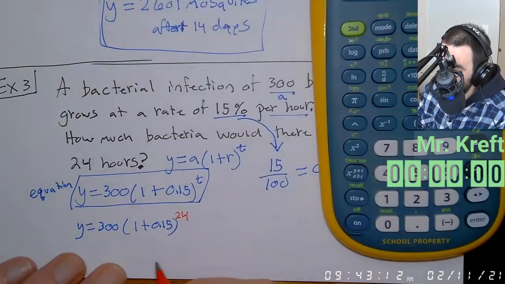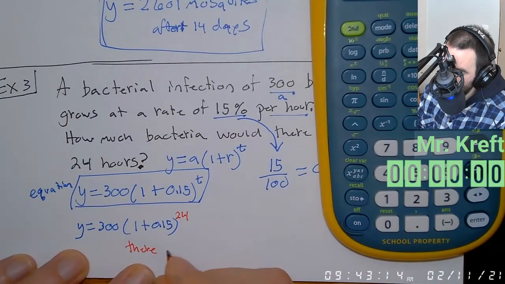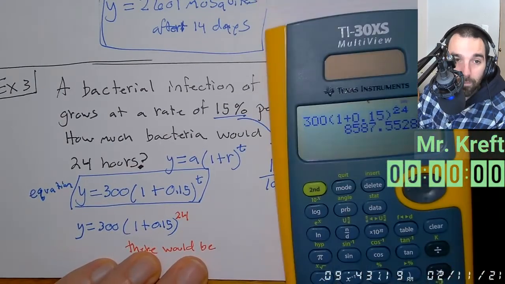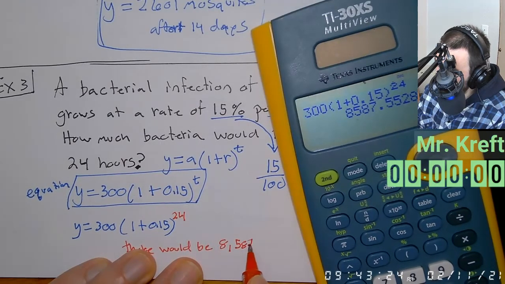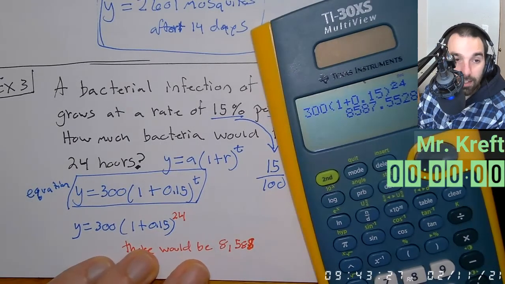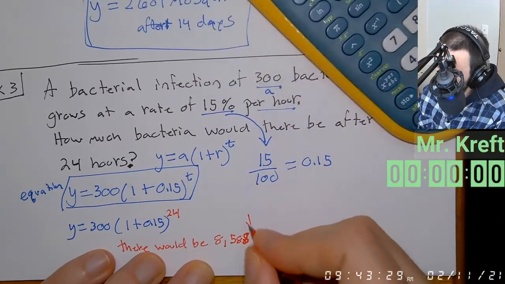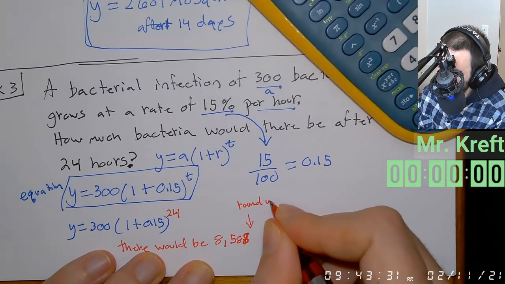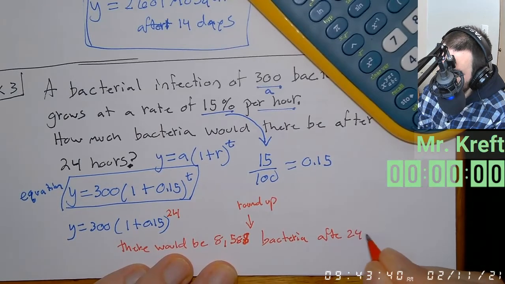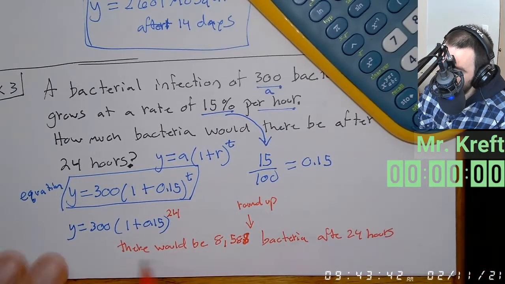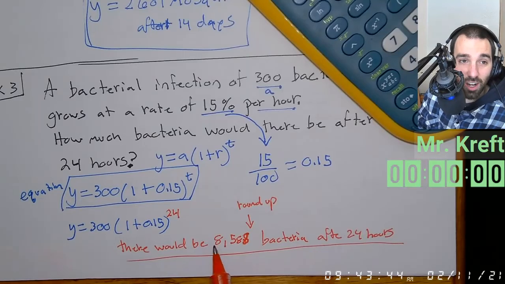So when I go to write this, I'm going to say there would be, what number did I get? 8,580. I said I was going to round up, didn't I? 8. So I rounded up. Bacteria after 24 hours. Right? So do you guys see how that really took off? That's a lot more bacteria, isn't it?